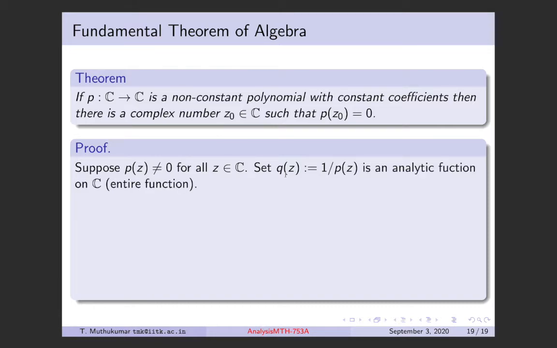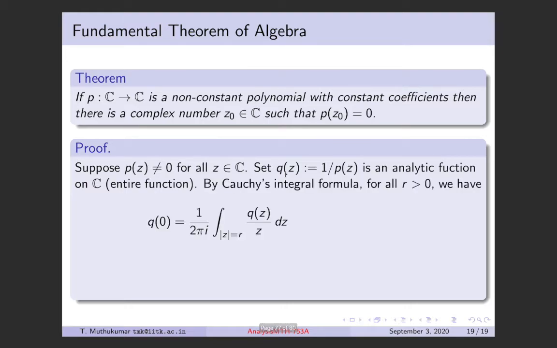It's an analytic function on the entire C, or holomorphic function on the entire C. So this entire function basically means it's holomorphic in the entire C. So this q is an entire function, which means that it satisfies the Cauchy integral formula, right? So what does Cauchy integral formula say?